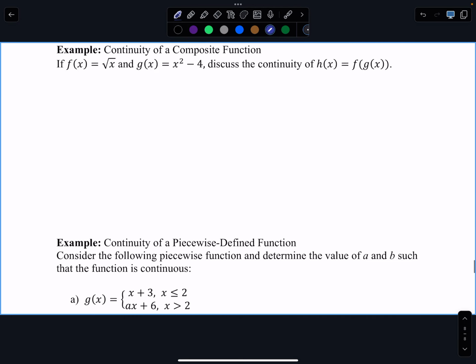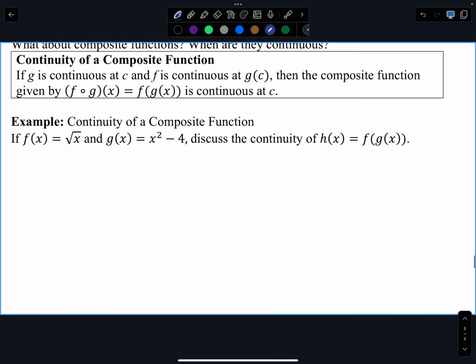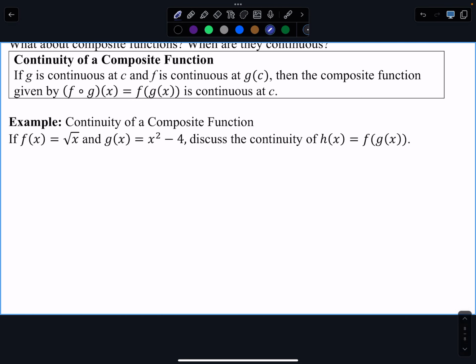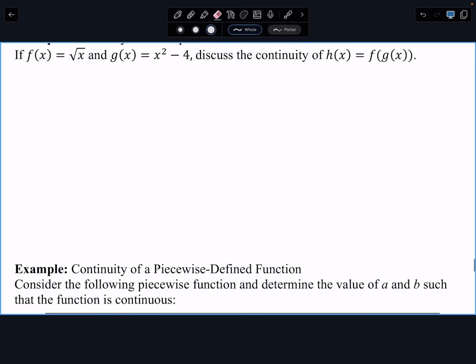I am going to skip over continuity of a composite function. It's kind of the same as last year when we studied determining the domain of a composite function. Same idea. If you know what the rules are, then you could just think about what the equation of the function is and determine continuity from there. So I'm going to skip over this one, but we'll revisit at the beginning of next class.